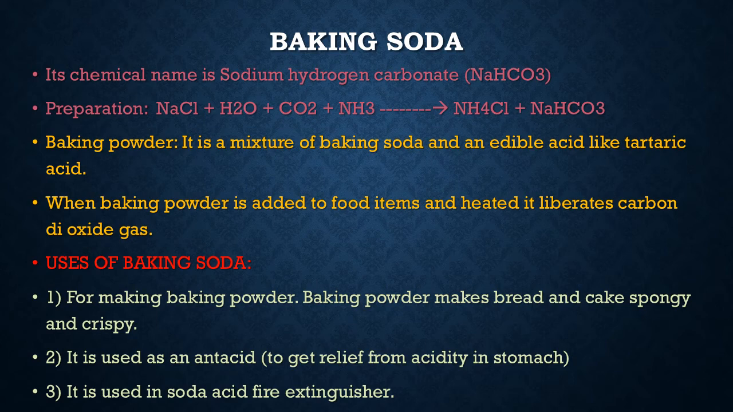Now let's come to the uses of the baking soda. Point number one, for making baking powder. Baking powder makes the bread and cake spongy and crispy. The second point is, it is used as an antacid. Dear students, antacid means to get relief from acidity in the stomach.